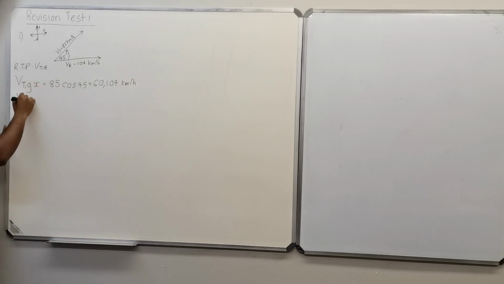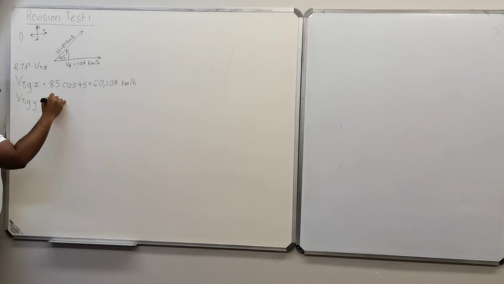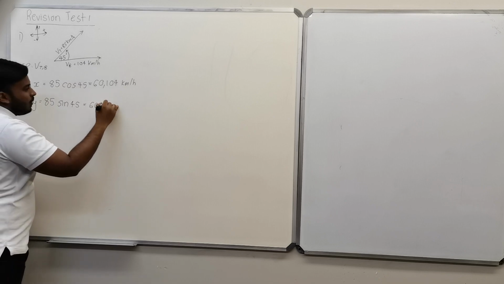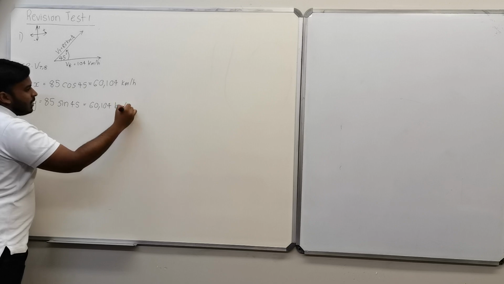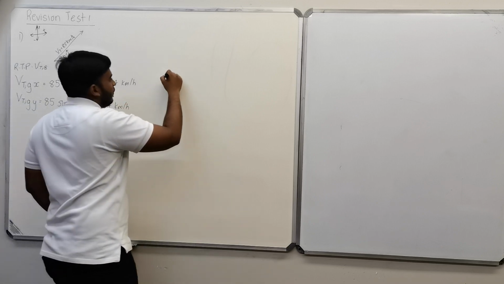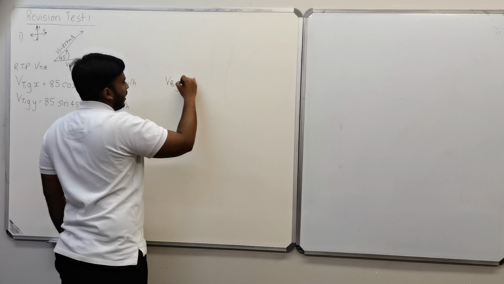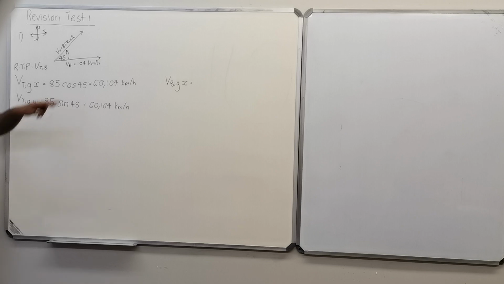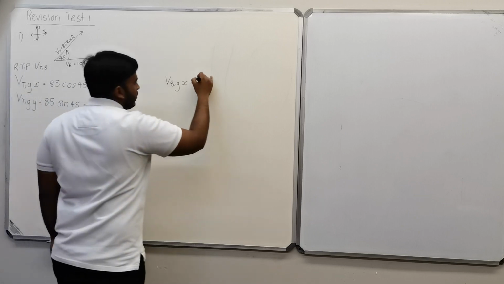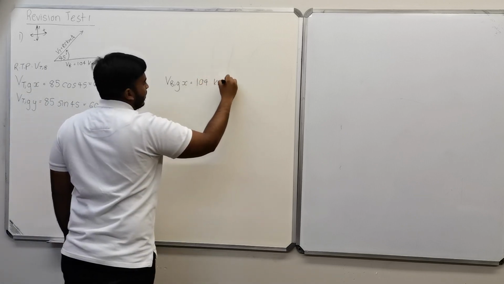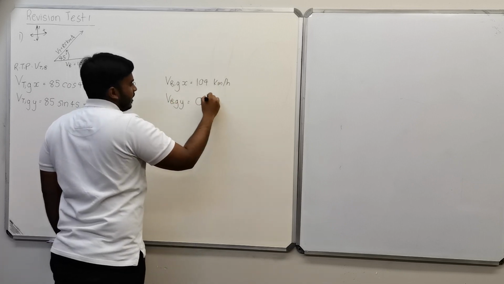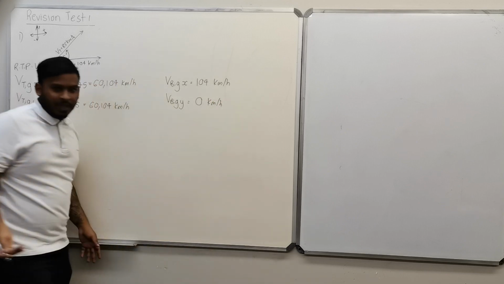Then we work out the velocity of the truck relative to the ground along the y-axis. It's going to be 85 sin 45, so this will also be 60.104 kilometers per hour. Then we do the velocity of the bus relative to the ground along the x-axis. It's just positive 104, because this is moving to the right, so this is 104 kilometers per hour. The velocity of the bus relative to the ground on the y-axis is 0.